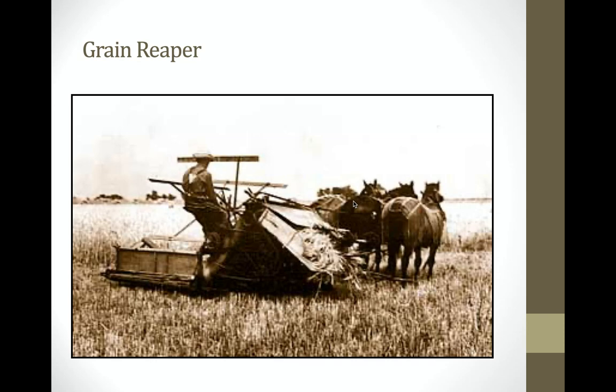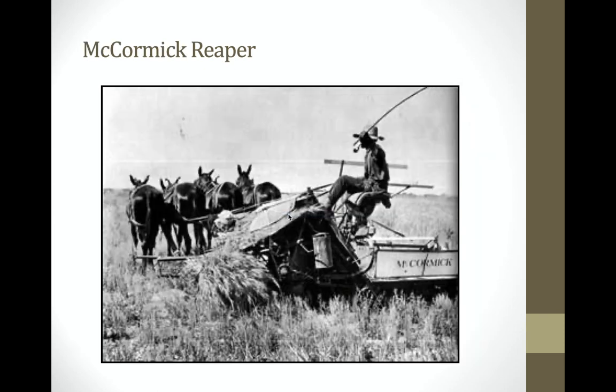There's a picture of one with the horses on it, and this guy's just riding along through the field, and it's cutting the grain as it goes, and you can see that the grain is being collected on this side, and they would come back and collect it and gather it up by hand and bind it by hand. There's another picture there of the actual McCormick Reaper itself. So you can see this one looks like mules that it's being pulled by.